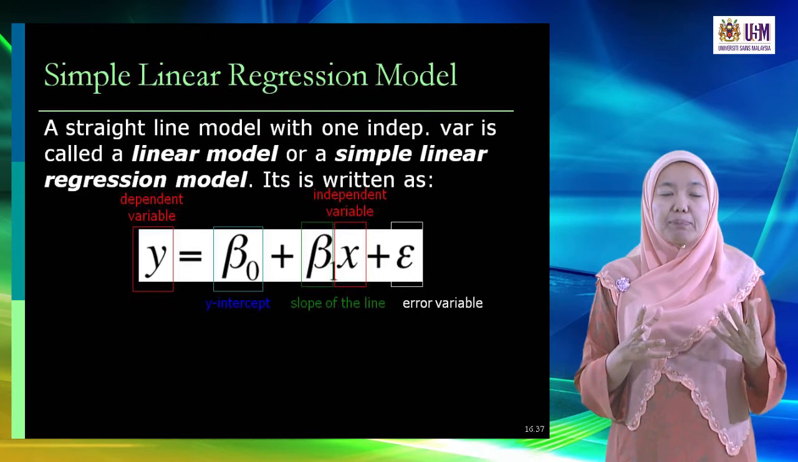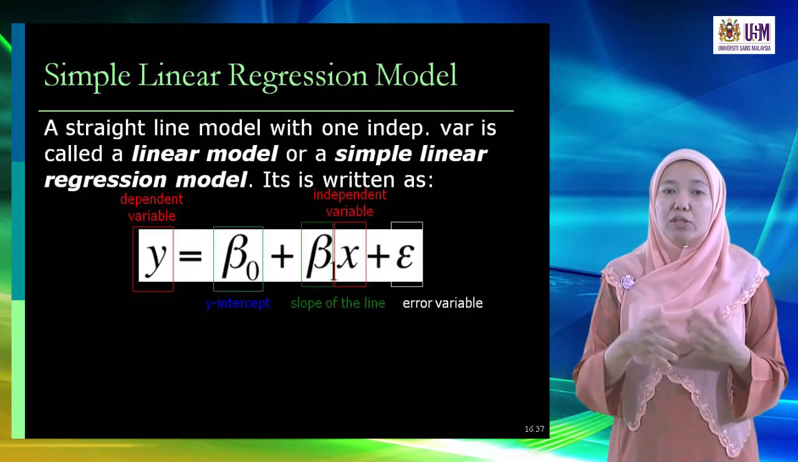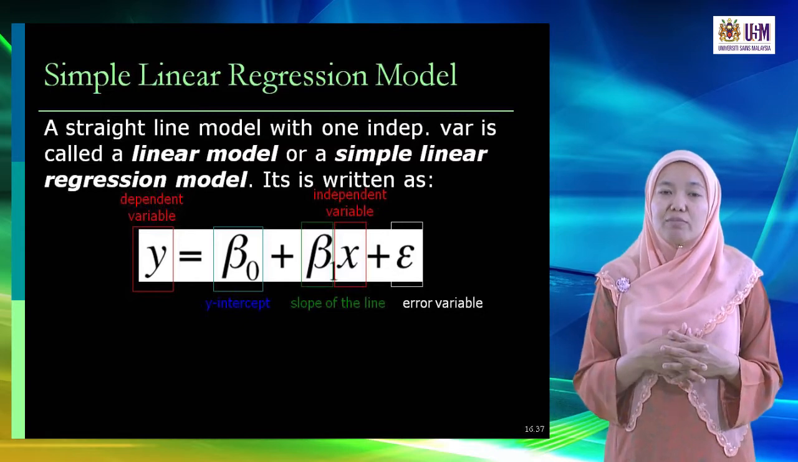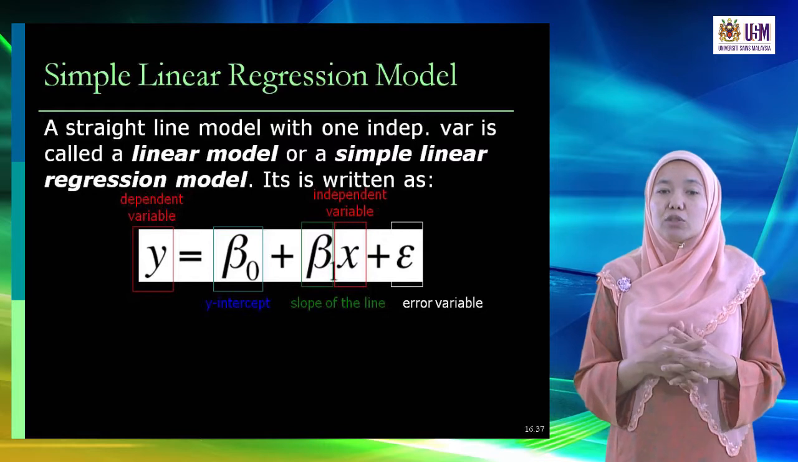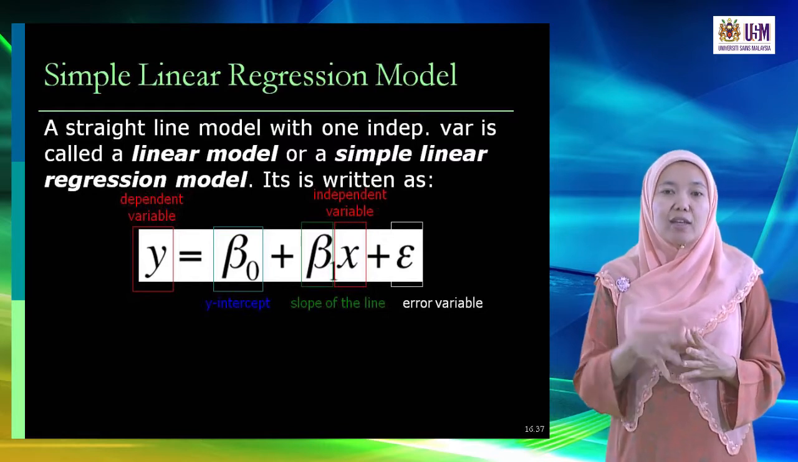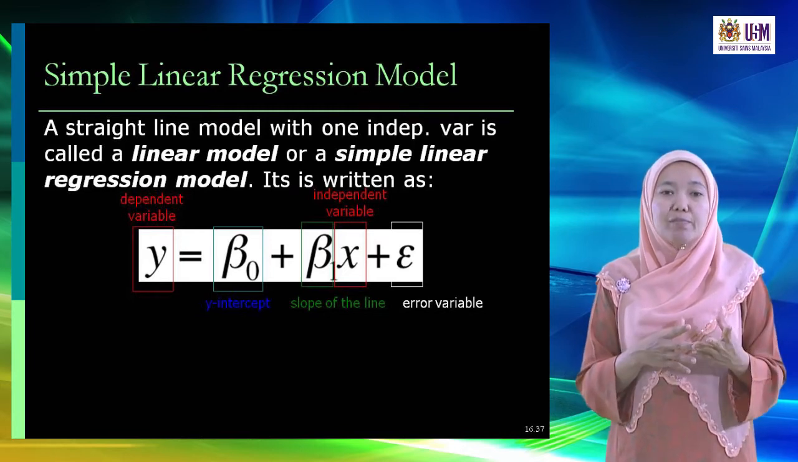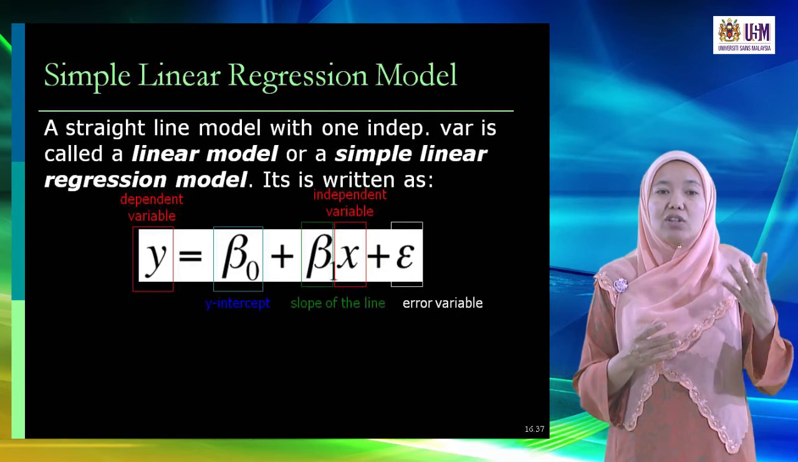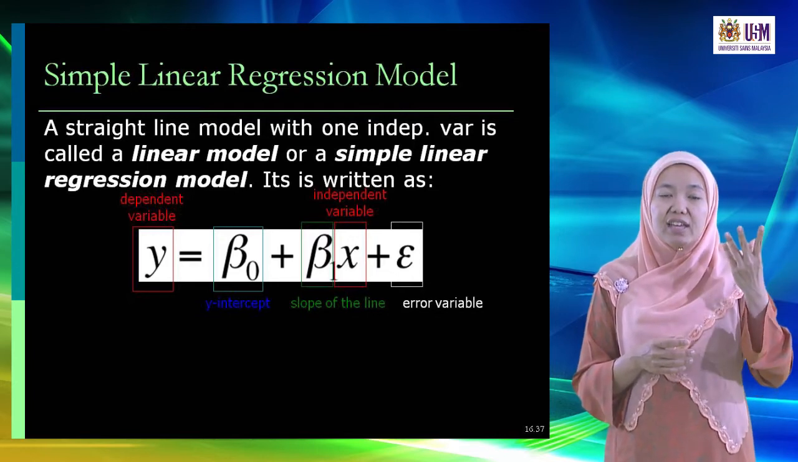For the purpose of our syllabus, we just consider linear regression. We won't be doing non-linear regression because that is an advanced topic. Simple linear because we are talking about one independent variable only, only one X. So the simple linear regression model is written as Y. Remember, Y is your dependent variable. This is your vertical axis.